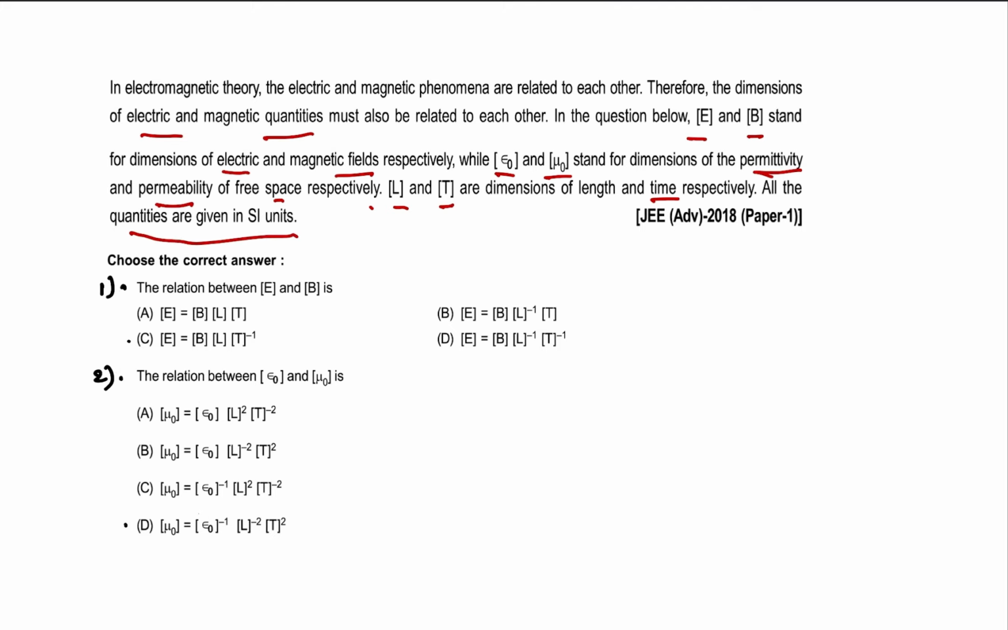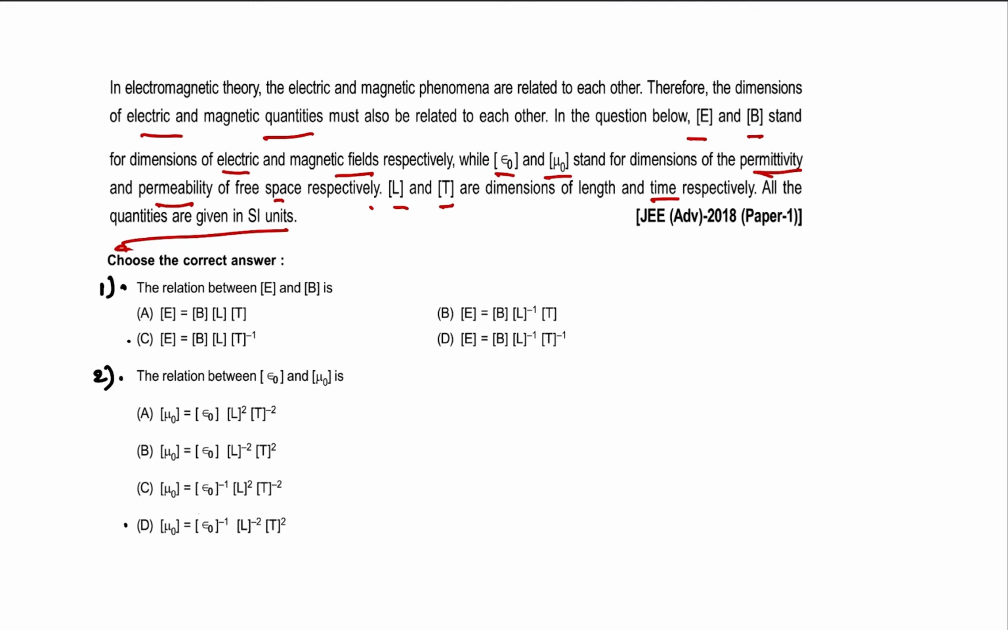L and T are dimensions of length and time respectively. All the quantities are given in SI units. Just observe that they are given in SI units.